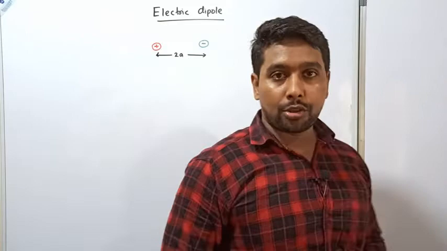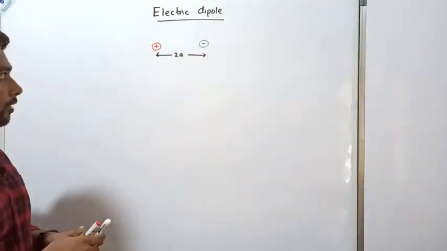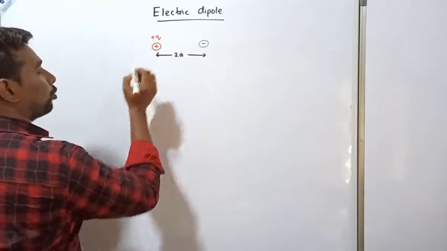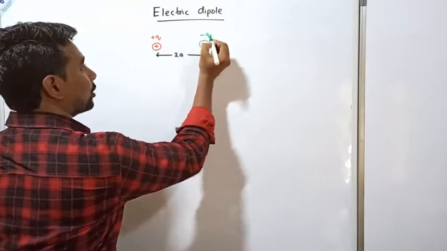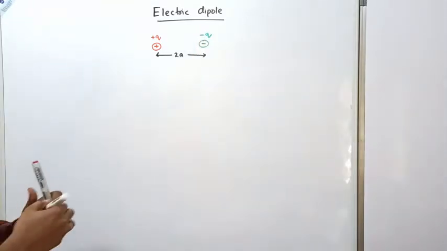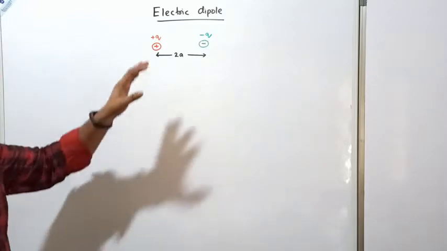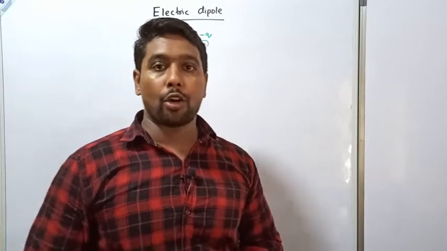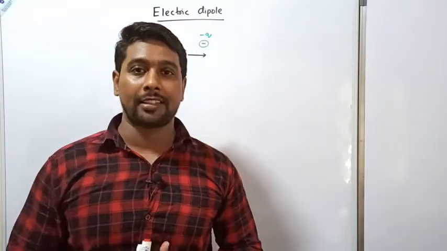Then what do you mean by electric dipole? Electric dipole means two equal and opposite charges. Two equal and opposite charges means if this is plus q, this must be minus q. Electric dipole means two equal and opposite charges separated by a very small distance. We call it as electric dipole.